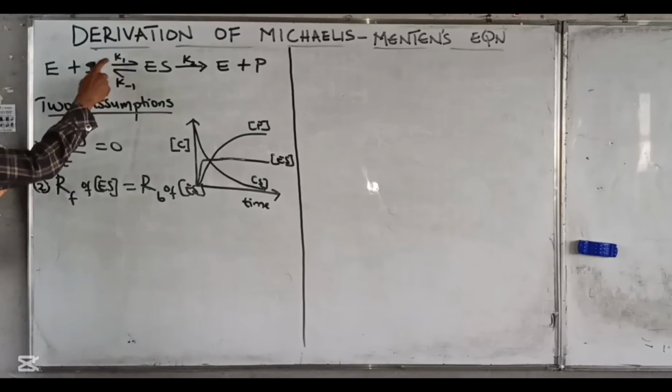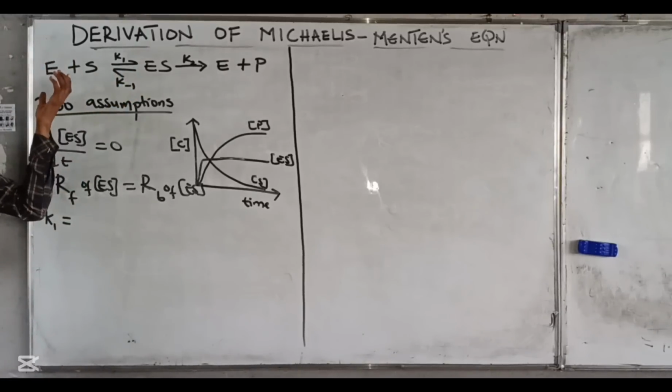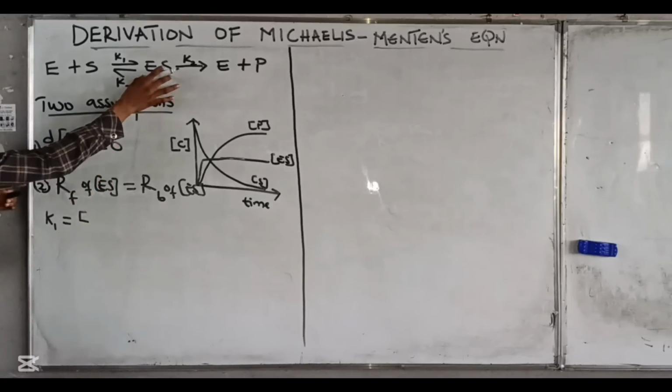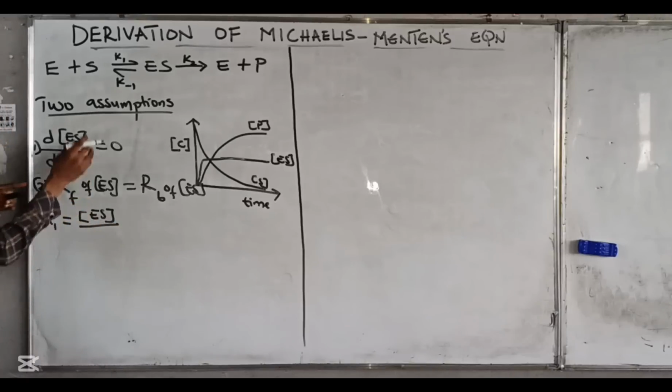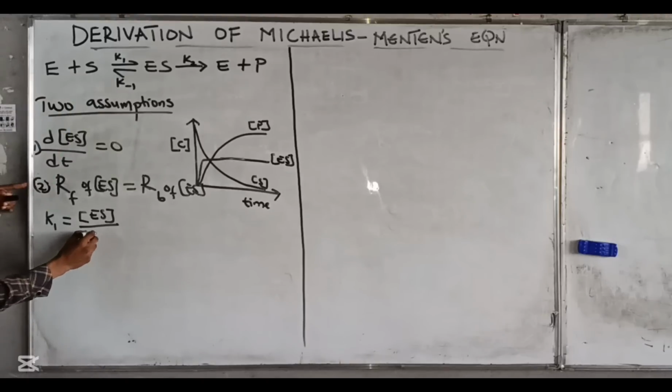If we want to write kinetic constant K1, K1 will be equal to what? Remember, kinetic constant is always concentration of product over concentration of what? Reactant, right? Concentration of product over concentration of reactant. So the concentration of the product here is ES, all over concentration of the reactant. But I said when you're writing it, you don't put this plus. So concentration of E times concentration of S.